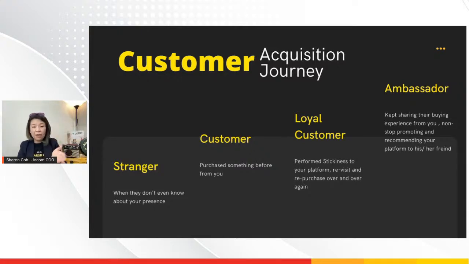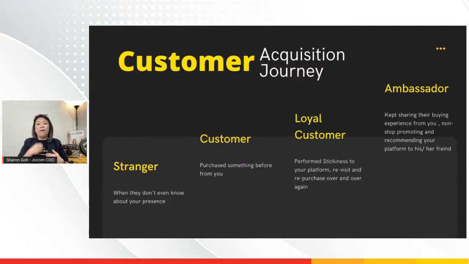So you can see the first thing, the lowest one, is the stranger. How do you convert a stranger? They don't know about you, don't know about your brand, don't know about your company at all. So how can this stranger get to know you before they become your customer?